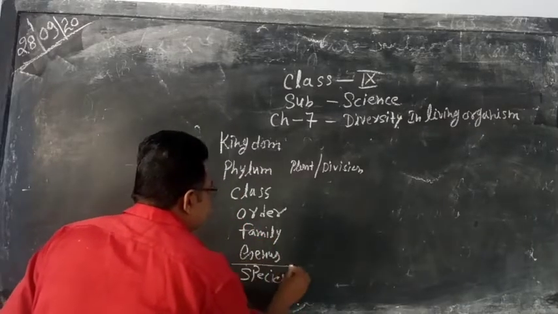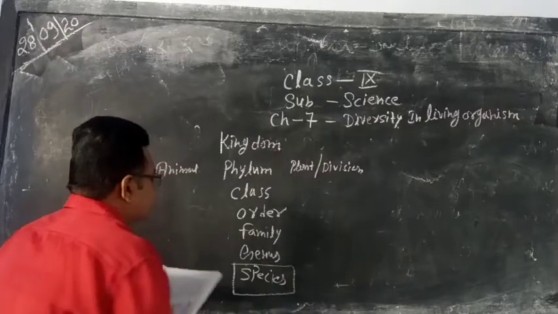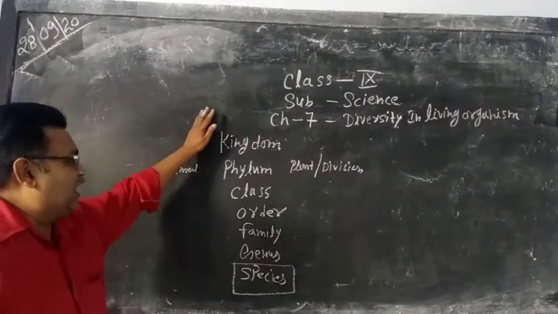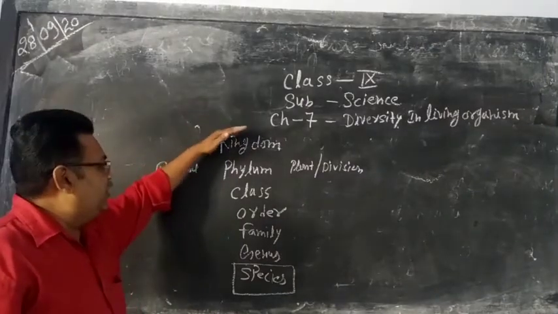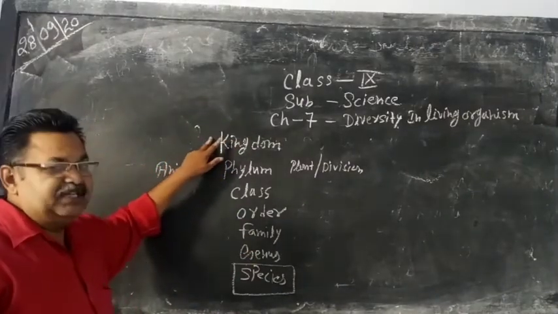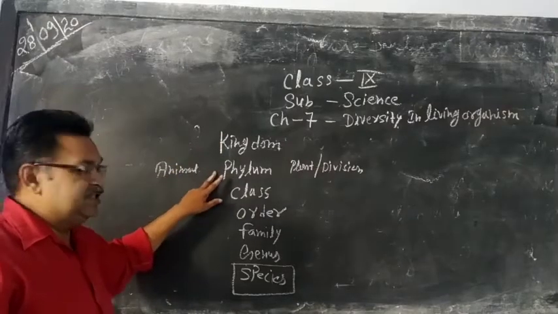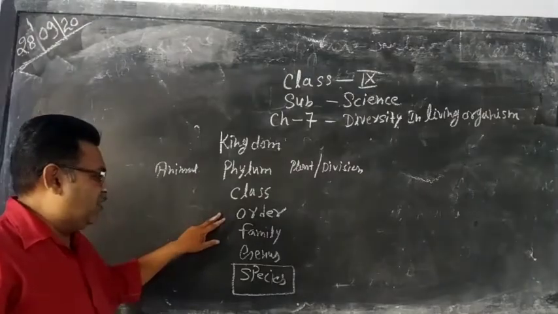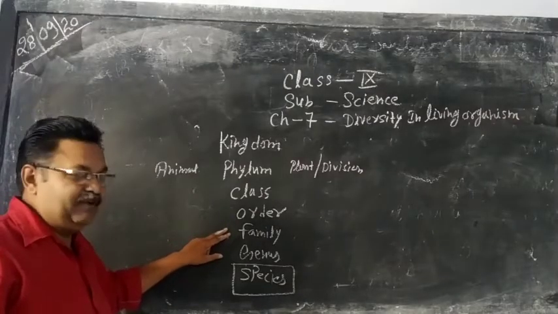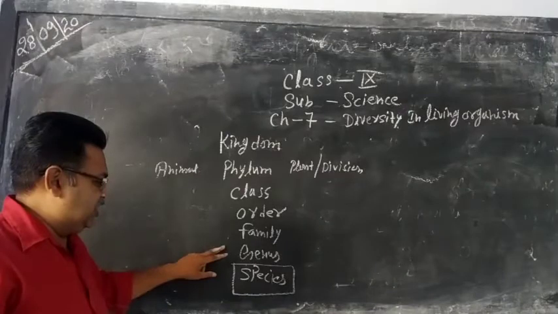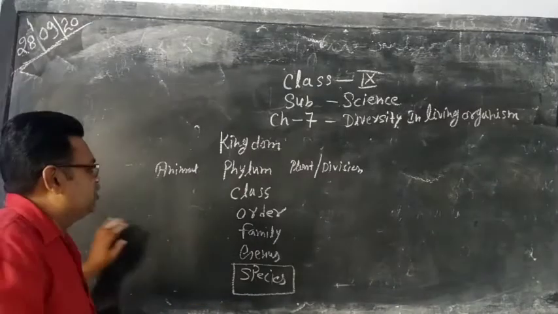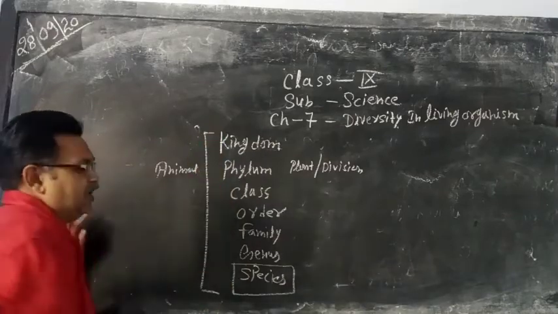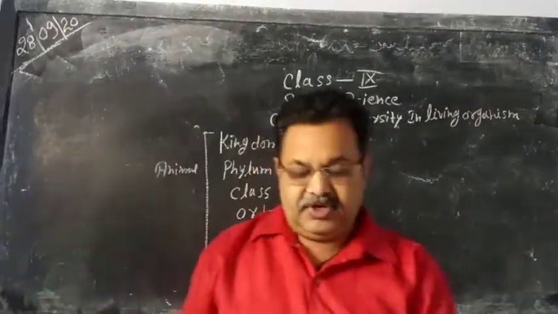So species is the basic unit of classification. We have to classify organisms in this manner: first is kingdom, second is phylum, third is class, fourth is order, fifth is family, sixth is genus, and seventh is species. So this is the hierarchy of the classification of organisms.